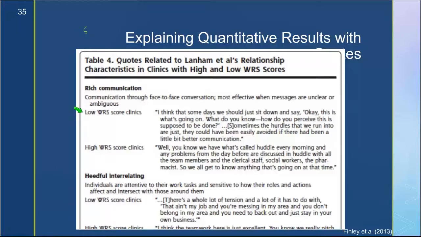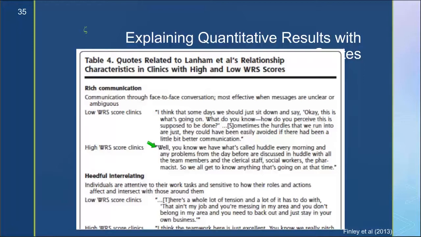So in terms of rich communication, what they did is show, for a lower scoring clinic versus a higher scoring clinic in terms of rich communication, an illustrative quote that shows that variation. Within each of these, they do have an illustrative quote. For example, "I think that some days we should just sit down and say, okay, this is what's going on." The higher scoring clinic talked about a huddle every morning and so on.